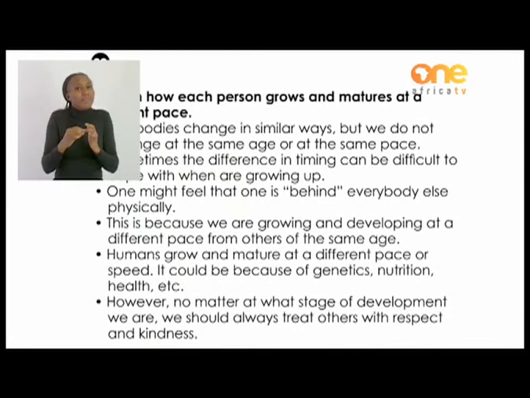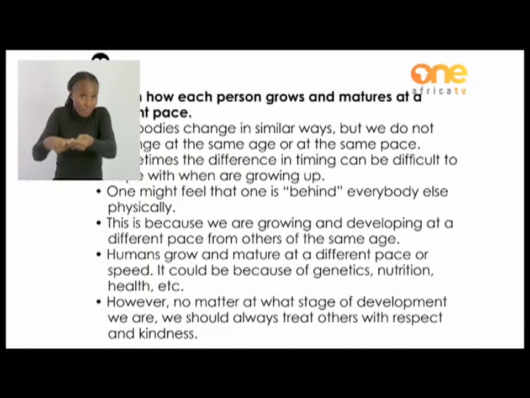Humans grow and mature at a different pace or speed. We have just explained that. And it could be because of different reasons. Now we have to understand why some people grow fast or why some grow more slowly than anybody else. Why some teachers who have the same age as other teachers are looking younger than the other teachers. This can be some of the reasons. It can be the genetics. This is something that we are born with.